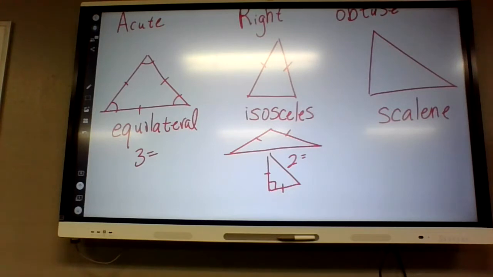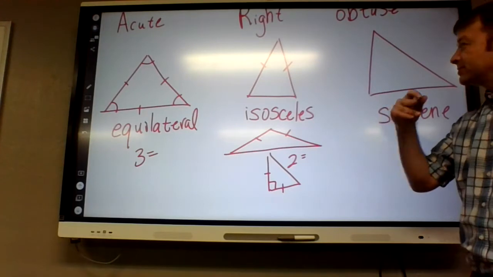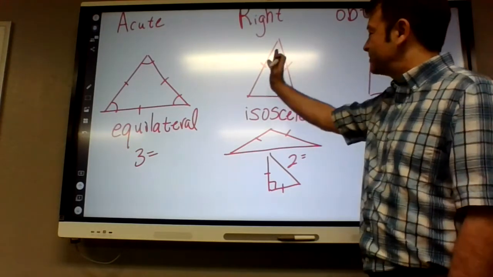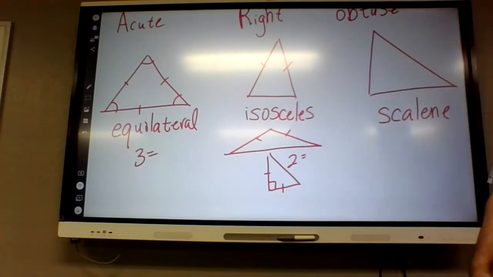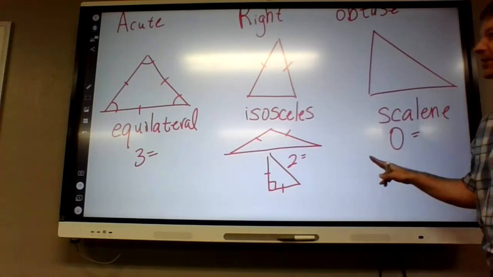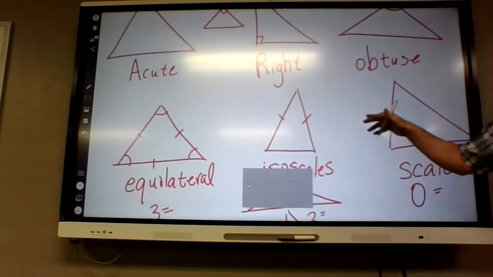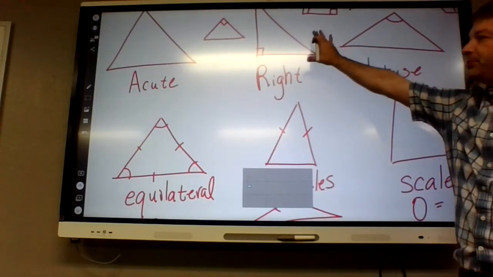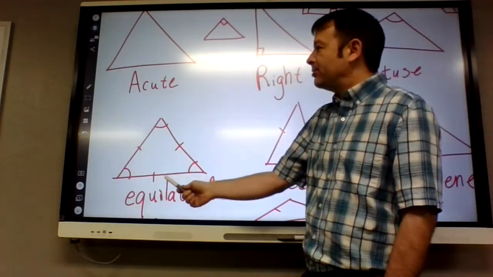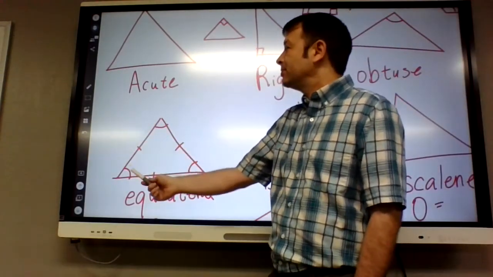You've got to be careful drawing scaling because it's easy to make it look like an isosceles. This is technically probably not accurate exactly, but it's scaling, with 0 equal sides. Okay, so it's possible to be both of these things. You can be one of these angle things and one of these side things. For example, we said this is equilateral, but it's also acute, right?